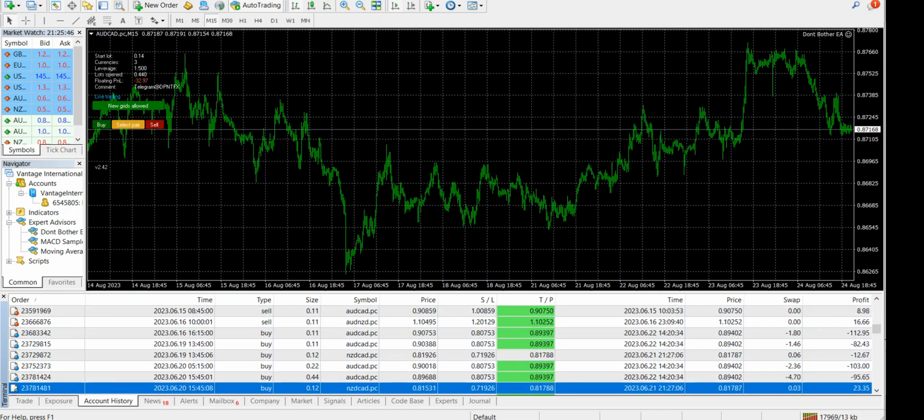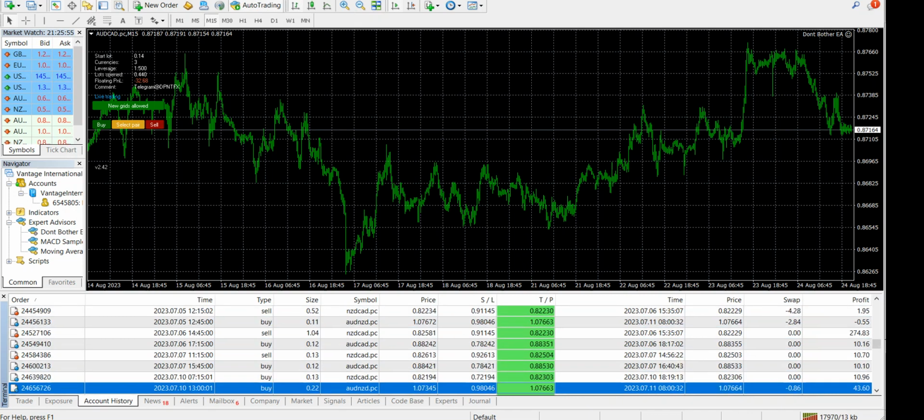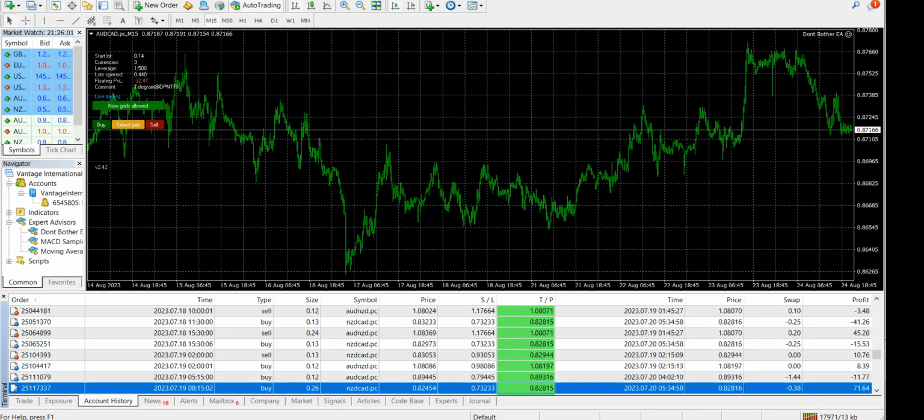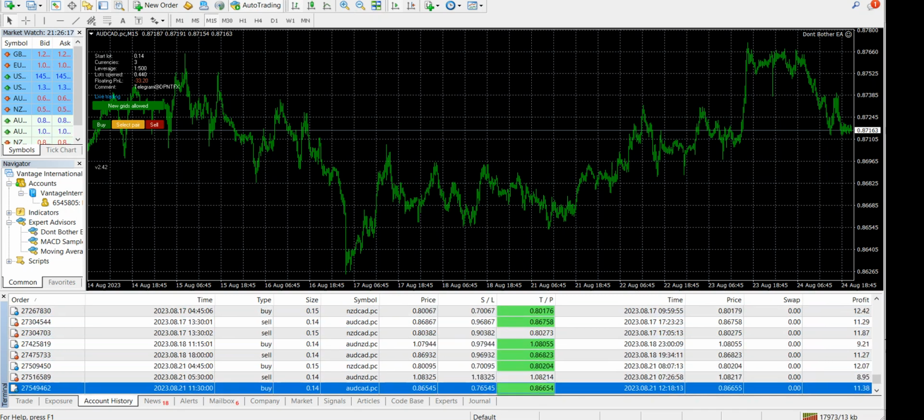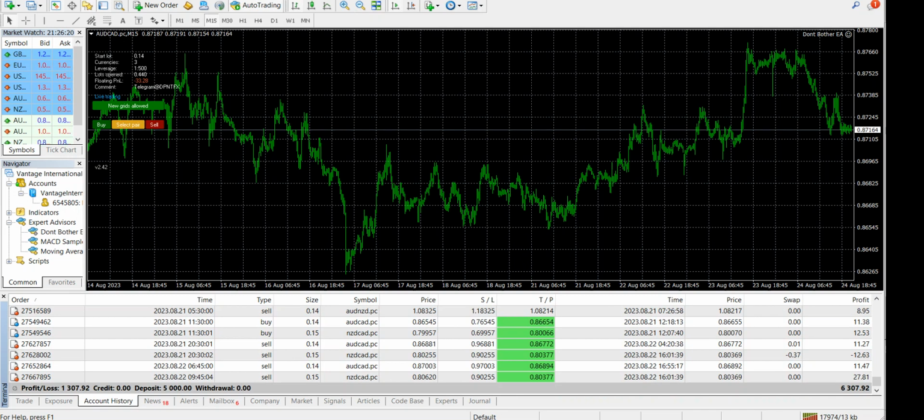It is just one chart installation. It works on three currency pairs: one is AUD CAD, one is NZD CAD, and one is AUD NZD. You can install it on just one chart and it will automatically trade all three currency pairs. This expert advisor does not trade all the time. Many parameters and conditions have to be met to open any kind of trade, so it does not trade all the time and does not trade all the pairs together. Depending on the situation of the market, it opens the trade accordingly.